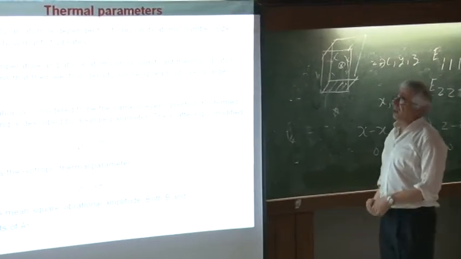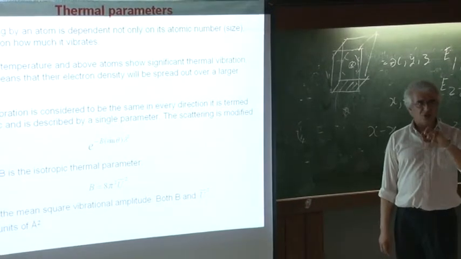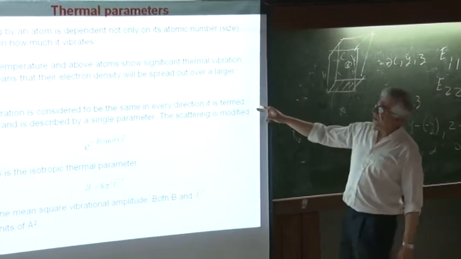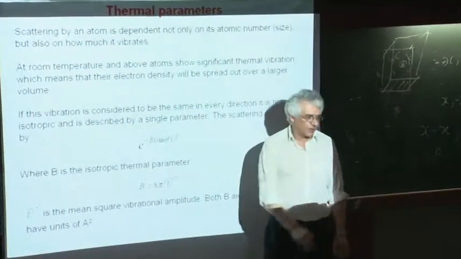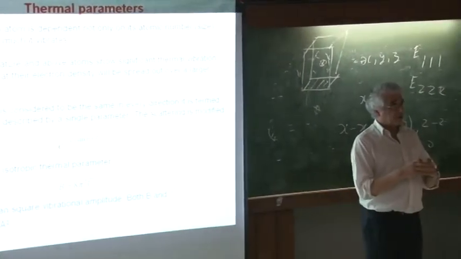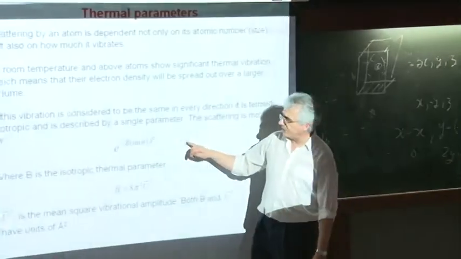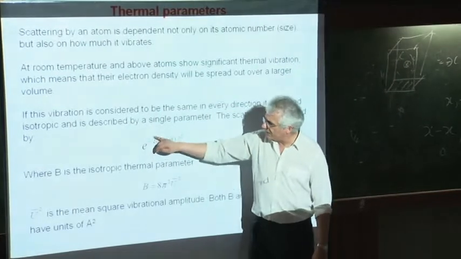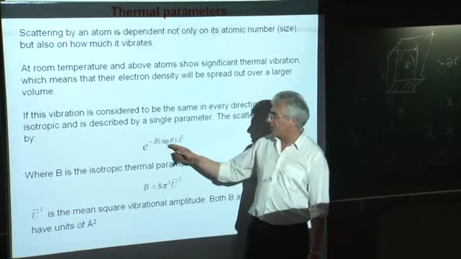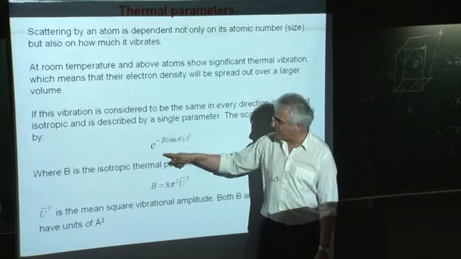At room temperatures and above, there is significant thermal vibration. Down at liquid helium temperatures, we get virtually no vibration. If the vibration is considered to be the same in every direction, then we call that isotropic thermal vibration, and it's a single parameter that defines that. So it's B, this parameter here, where we multiply our structure factor by this factor here.